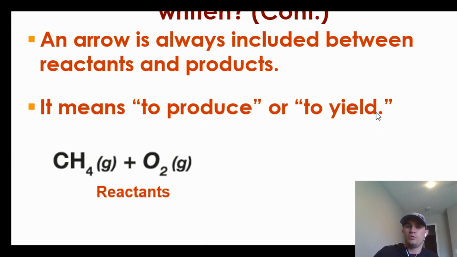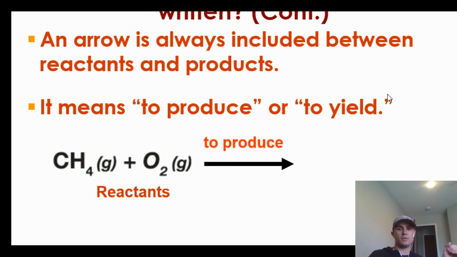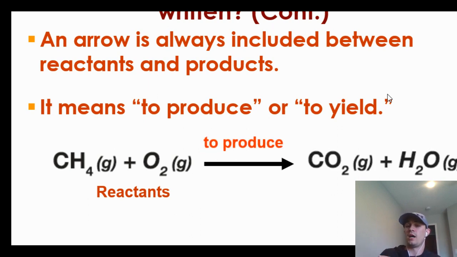The arrow that we use, for our chemical reaction, this is our total chemical equation, the same one that we just looked at. Reactants are what we put in, methane gas and oxygen. The arrow means to produce or to yield, and then what we get out is our products. Reactants react to produce our products.